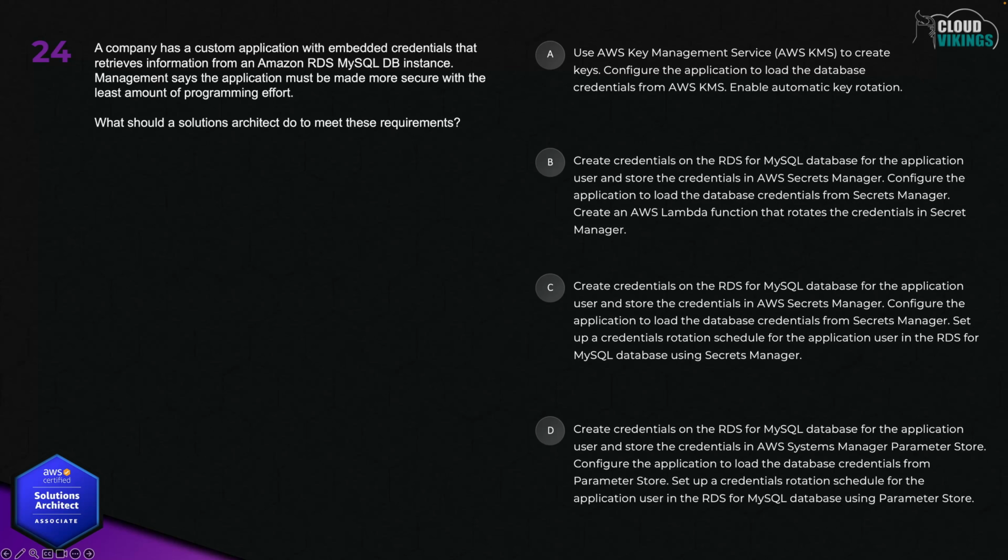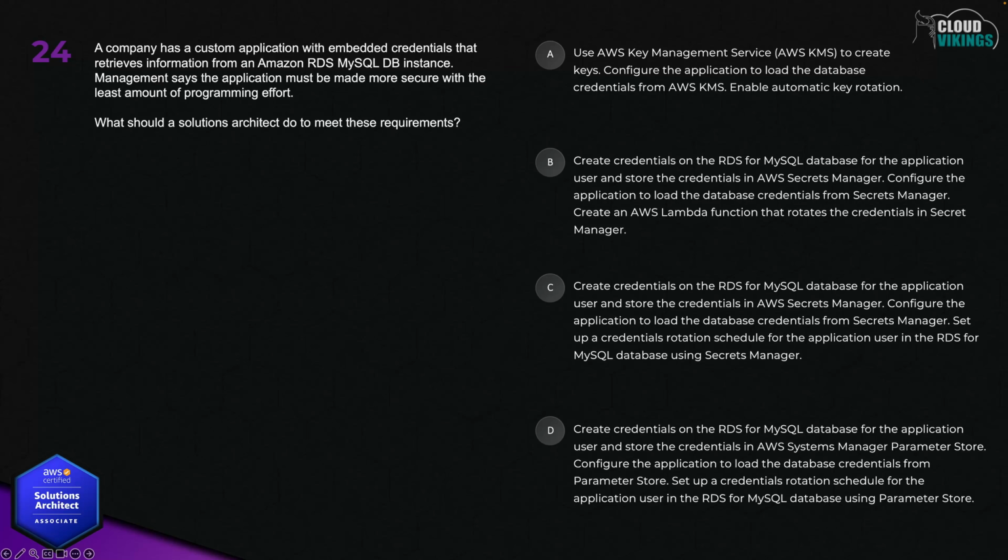B. Create credentials on the RDS for MySQL database for the application user and store the credentials in AWS Secrets Manager. Configure the application to load the database credentials from Secrets Manager. Create an AWS Lambda function that rotates the credentials in Secrets Manager. C. Create credentials on the RDS for MySQL database for the application user and store the credentials in AWS Secrets Manager. Configure the application to load the database credentials from Secrets Manager. Set up a credentials rotation schedule for the application user in the RDS for MySQL database using Secrets Manager.